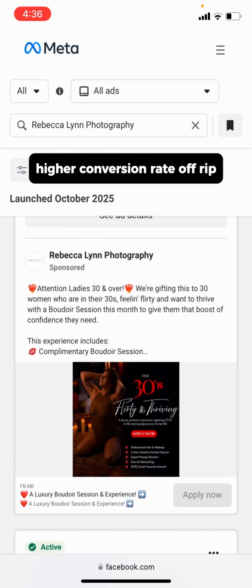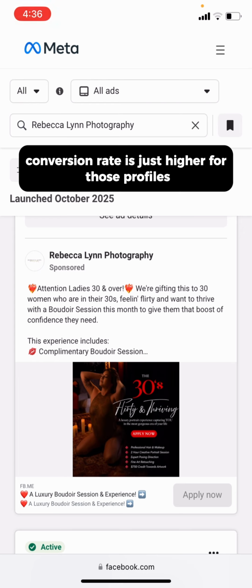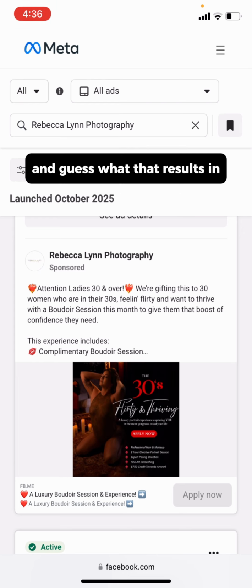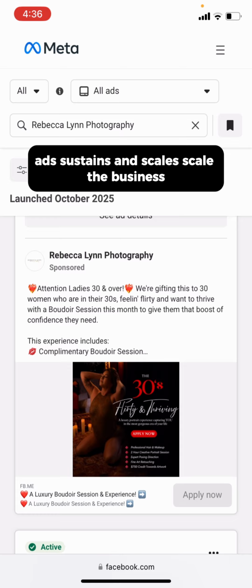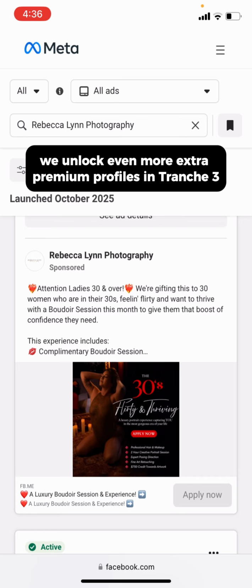with a higher conversion rate off rip, just on a global, master level. Their master conversion rate is just higher for those profiles. And guess what? That results in same ad spend, better results. The ad sustains and scales. Scale the business. And guess what? That feeds back into the Meta ad algorithm. And guess what? We unlock even more premium profiles in tranche three.